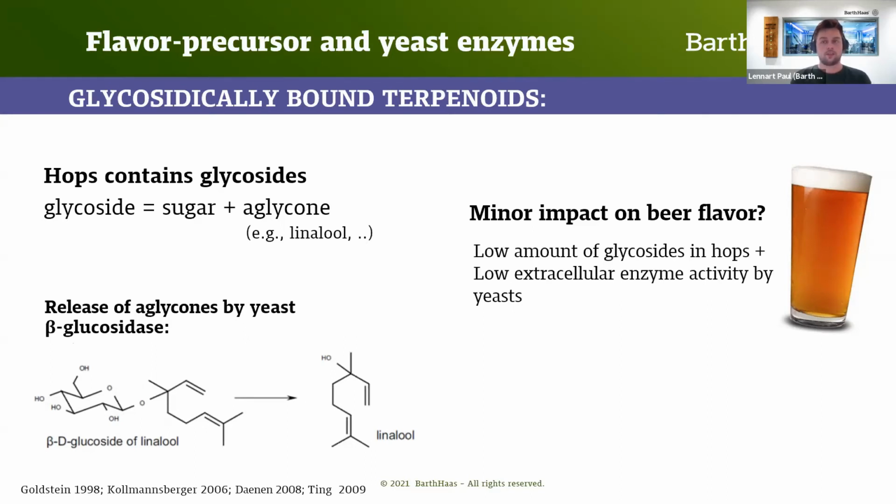And to get them into a flavor-active state, the bond between the sugar and the aglycone needs to be cleaved. And this needs to be done by beta-glucosidase, which is an enzyme that naturally occurs in yeast cells.